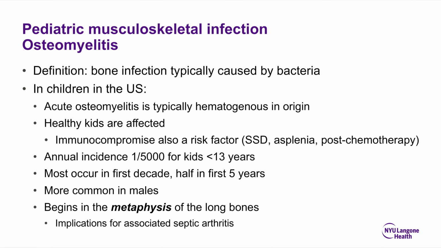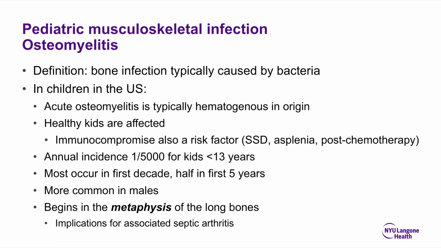Now we'll go specifically to osteomyelitis. So this is defined as bone infection typically caused by a bacteria. In kids in the US, acute osteomyelitis is typically hematogenous in origin. It affects healthy kids, although those that are immunocompromised are at a higher risk. I've listed a couple of examples here.